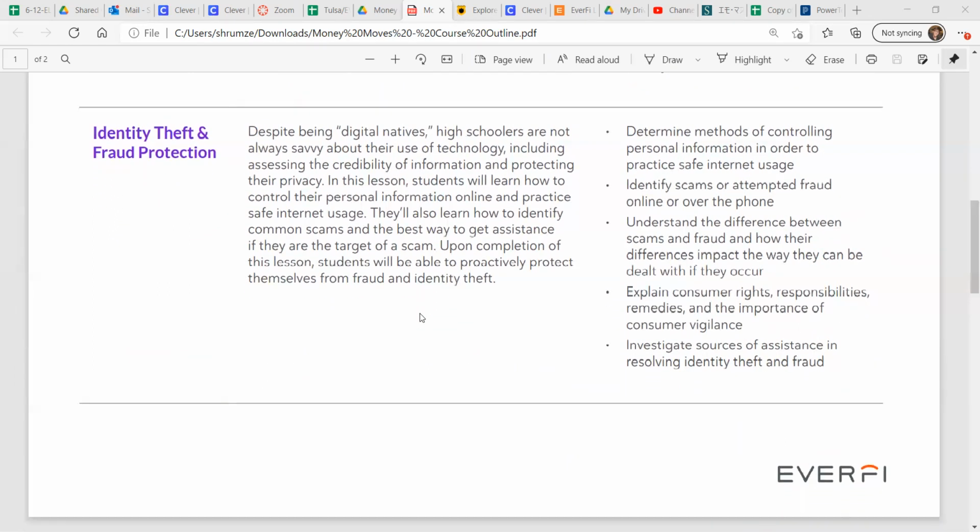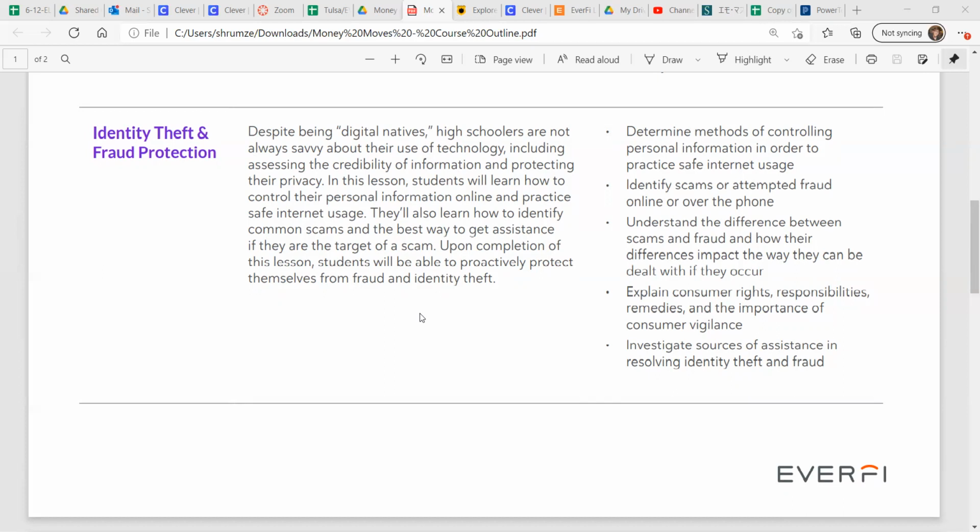Identity theft and fraud protection. Despite being digital natives, everyone throws that term around, high schoolers are not always savvy about their, well, even adults are not savvy about their use of technology, including assessing the credibility of information and protecting their privacy.